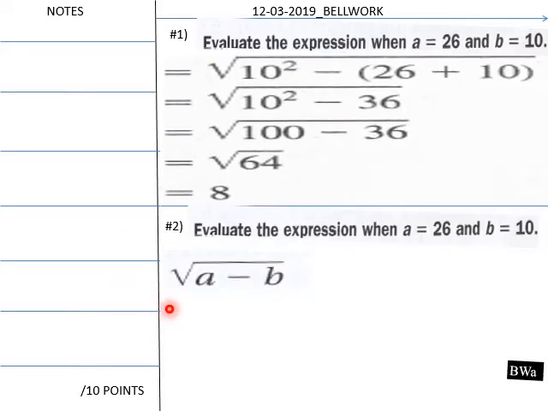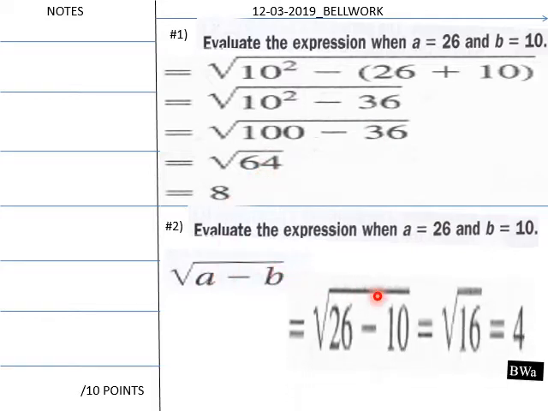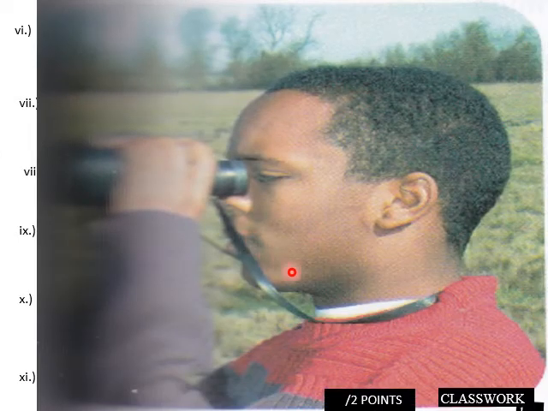Welcome back, everybody. Here's your solution for number 1. It is 8 by the time you get through your plugins here. 10 squared minus 36, so 100 minus 36, 64. And then down here for number 2, we have square root of 16, which is 4. So that's your bell work for today.